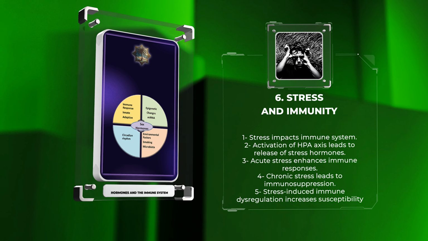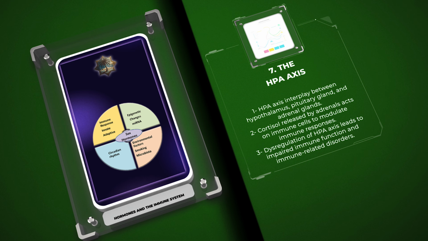The HPA axis refers to the intricate interplay between the hypothalamus, pituitary gland, and adrenal glands. The hypothalamus releases corticotropin-releasing hormone, CRH, which stimulates the pituitary gland to secrete adrenocorticotropic hormone, ACTH. ACTH, in turn, stimulates the adrenal glands to release cortisol. Cortisol acts on various tissues, including immune cells, to modulate immune responses. Dysregulation of the HPA axis can lead to impaired immune function and contribute to the development of immune-related disorders.